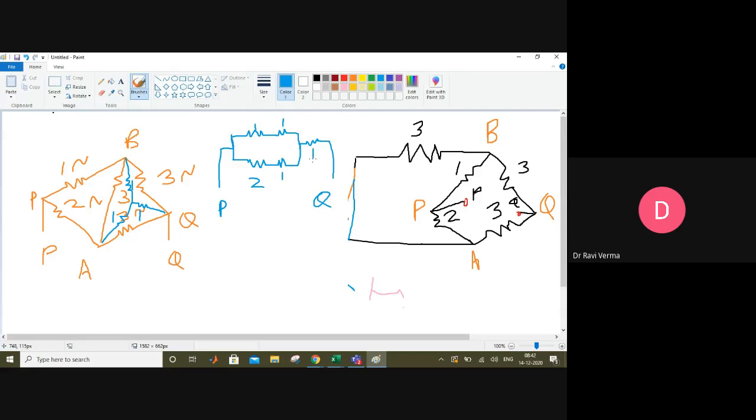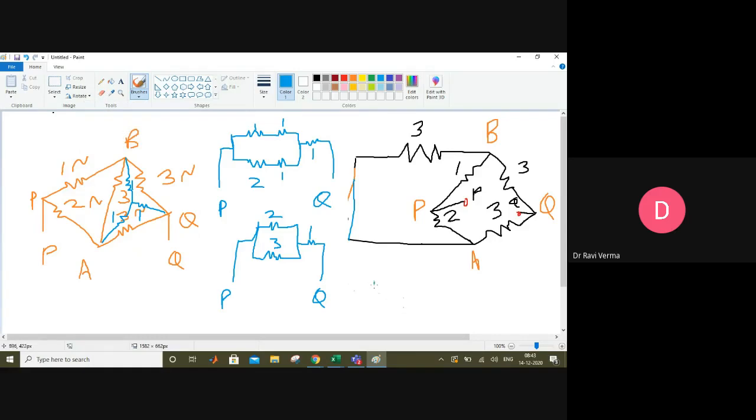Nice. So this 2 and 3 are in parallel. So it will look like this: 2 and 3 in parallel, and in series with one more resistance of value 1 ohm. So this 2 in parallel with 3, you know how much? 6 by 5. So 6 by 5 in series with 1 ohm, how much will the equivalent be? 11 by 5. That's it. That is your answer.